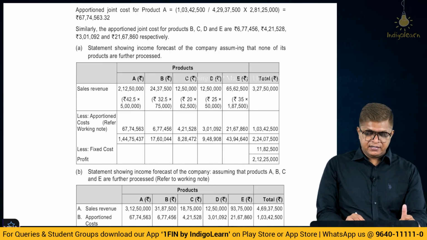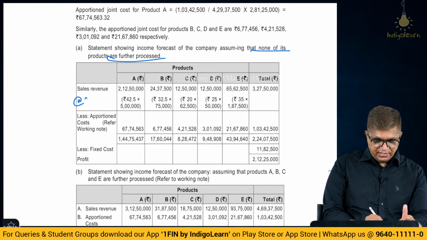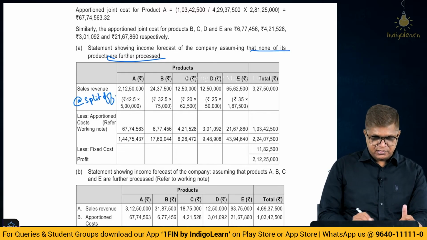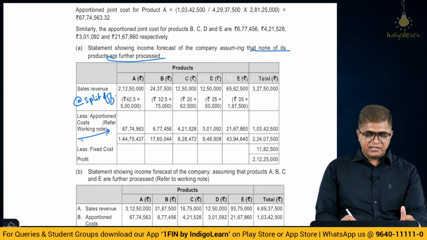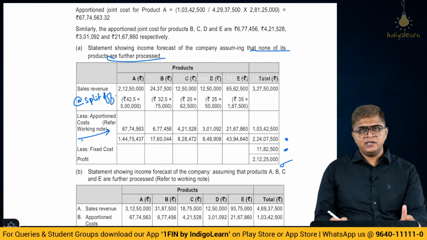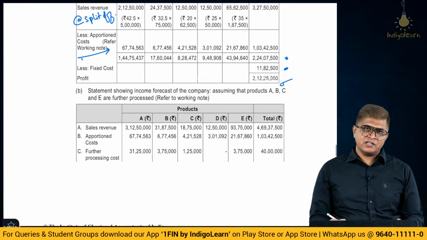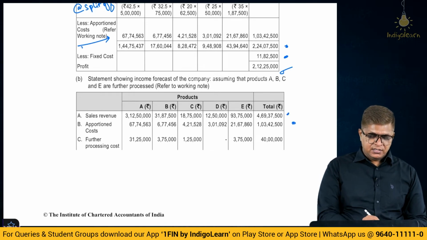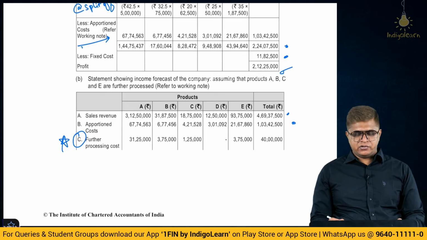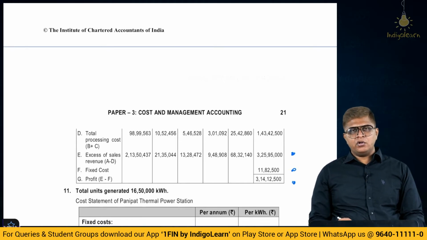In bit 1, assuming that none of it is going to be further processed, they have taken the sales revenue at split off without further processing. They have apportioned the joint cost as per the above working, arrived at the total profit, deducted the fixed cost, arrived at the overall profitability. Same calculation, here we also have to take the further processing cost to arrive at the second bit solution. So sales revenue, apportioned cost, extra key item is further processing cost. They have arrived at the total profitability, deducted the fixed cost, arrived at the overall profit.